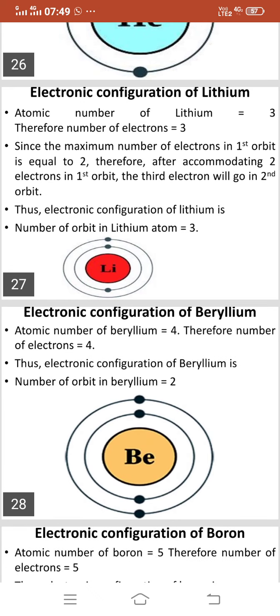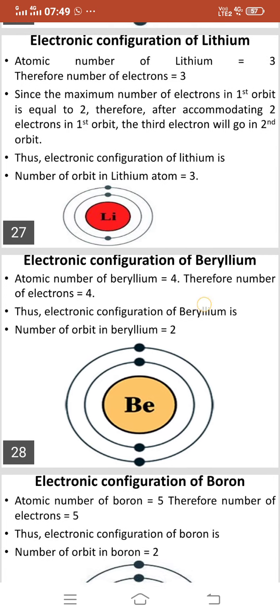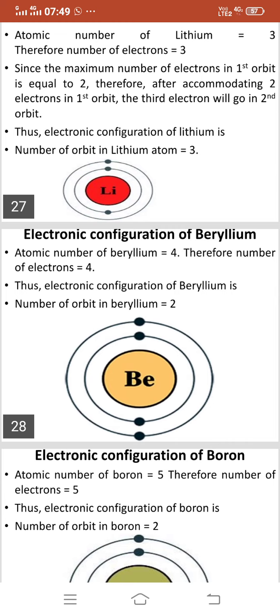So you can see in the next slide the electronic configuration of beryllium. Atomic number of beryllium is equal to 4. Therefore the number of electrons is equal to 4. Thus the electronic configuration of beryllium is 2, 2, and the number of orbits in beryllium is 2. So you can see in the picture there are 2 orbits around the nucleus of beryllium, and there are a total of 4 electrons present in beryllium because its atomic number is 4. So 2 electrons accommodate in the first orbit and 2 electrons accommodate in the second orbit.